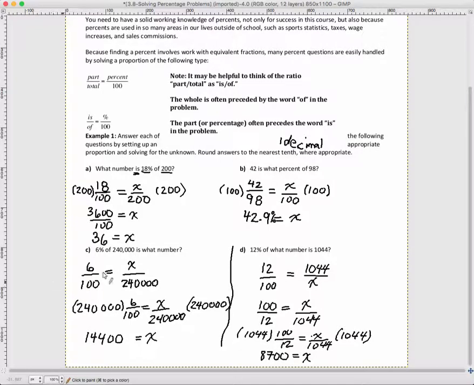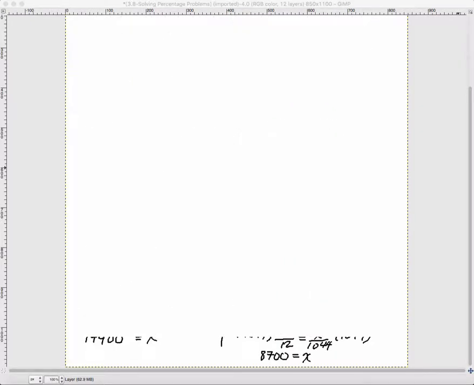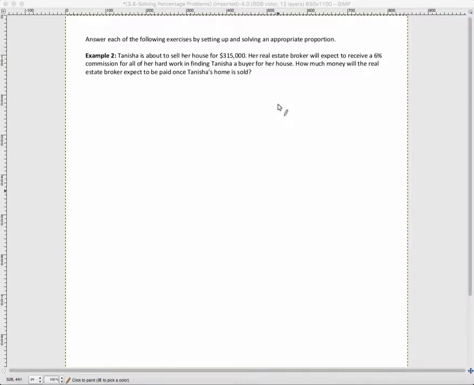All right, so let's go ahead and look at some word problems that involve this kind of idea. The first problem is that Tanisha is about to sell her house for $315,000. Her real estate broker is expected to get 6% of the commission for her hard work in finding a buyer for her house. How much money will the real estate broker expect to be paid once Tanisha's home is sold?